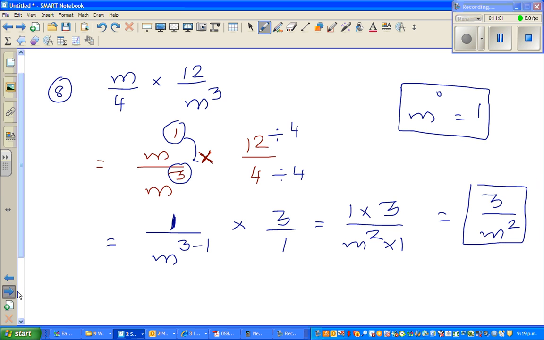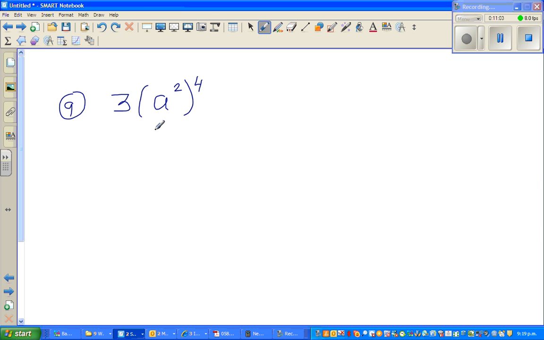Okay, so let me try to finish one more question. So this is 3 times a squared to the power 4. Now this is called power of power. So when you have two powers with a bracket in between, you have to multiply. I'll show you why later. So this is 3 times a to the power 8. So the final answer would be 3a to the power 8.